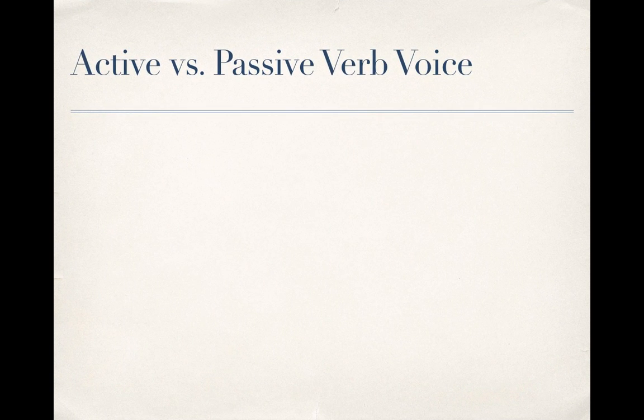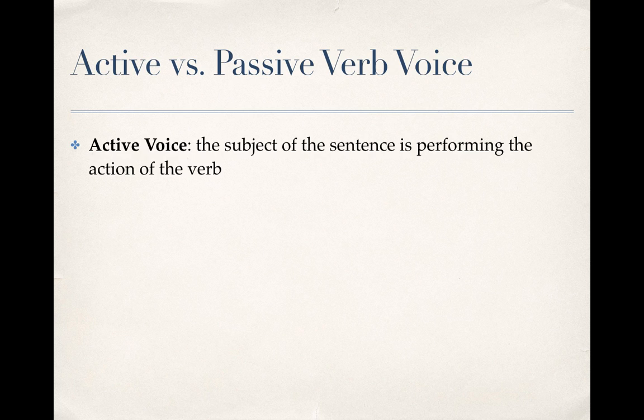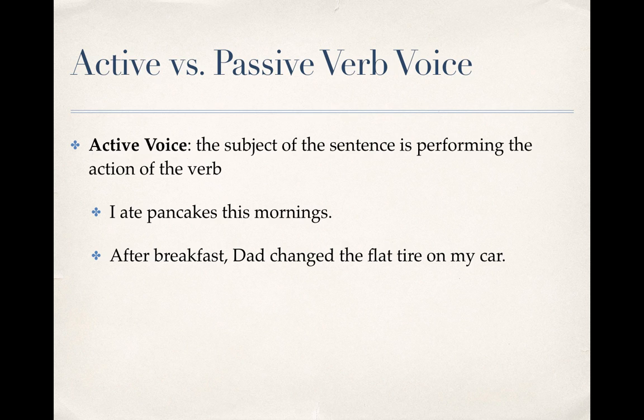Okay, then the last thing I have to talk about as far as verbs, and this is pretty easy, is you do need to be able to recognize active versus passive verb voice. Active voice, and this may sound more complicated than it is, all that means is that the subject of the sentence is performing the action of the verb. So I ate pancakes this morning. I am the subject of the sentence and I did the eating. Therefore, the sentence is written in active voice. After breakfast, Dad changed the flat tire on my car. Dad is the subject of the sentence, the verb is changed, and Dad performed that action. He did the changing. So it's an active voice sentence.